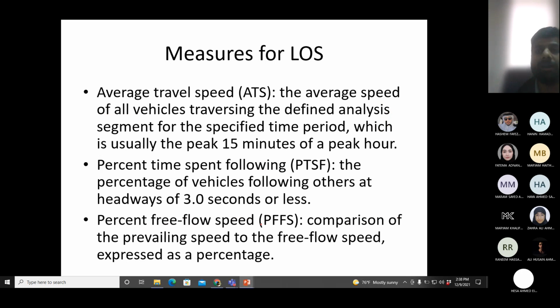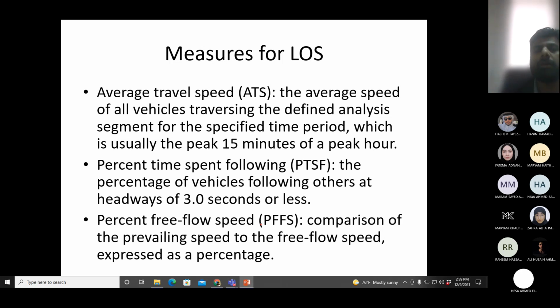If you want to calculate level of service for a two-lane highway, then you may need some of these factors. What are these factors? ATS, average travel speed. This is the average speed of vehicles in the peak 15 minutes of the peak hour. Then we have percentage time spent following, PTSF.